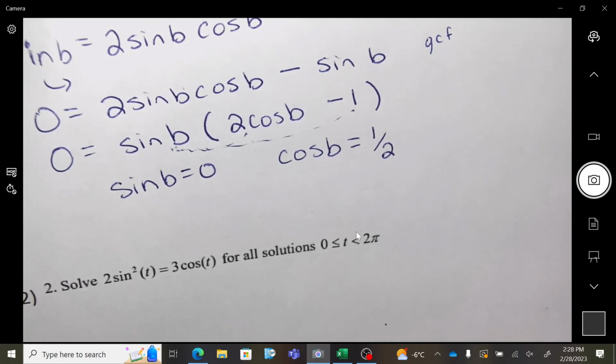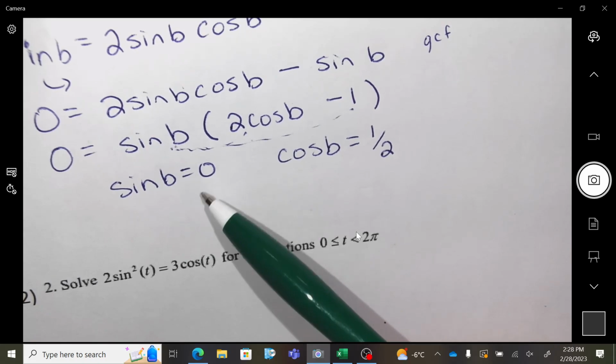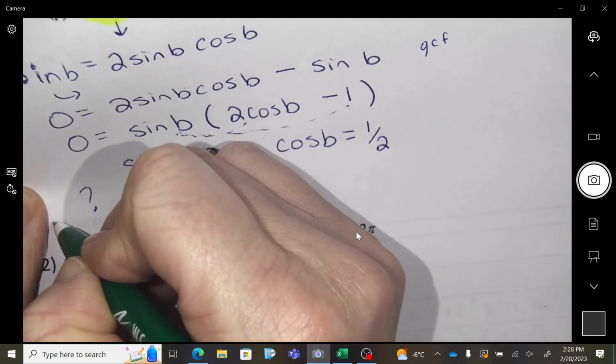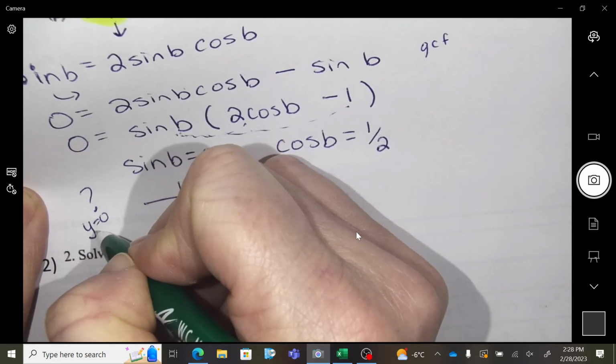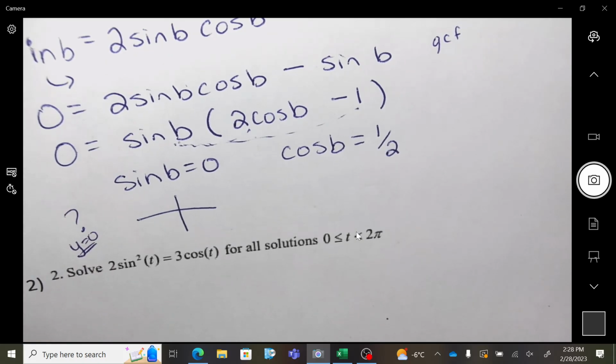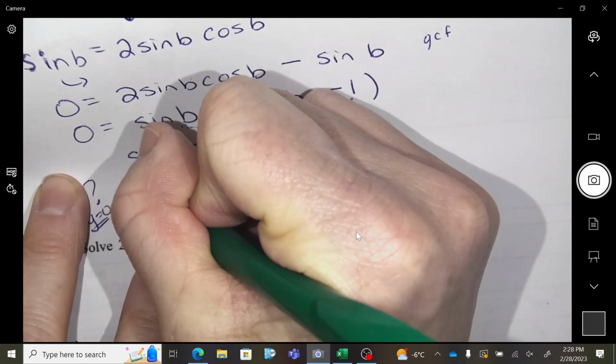When I start my angle process, the first thing is, do I recognize anything from the unit circle? Yeah, 0 is on the unit circle and 1/2 is on the unit circle. So where do you see y values? Sine is y values. Where do you see a y value of 0? Right here and right here, right?